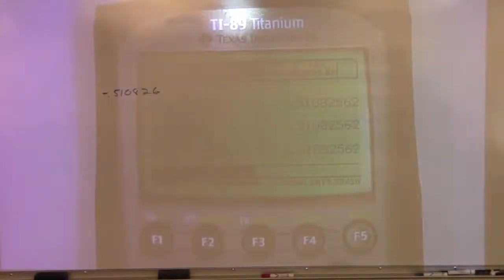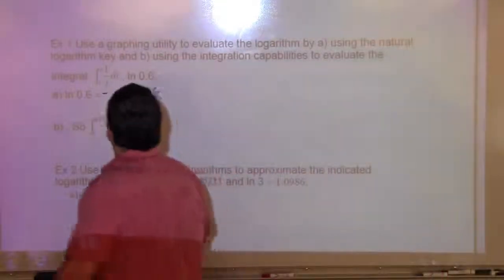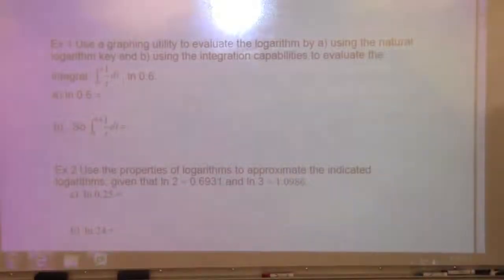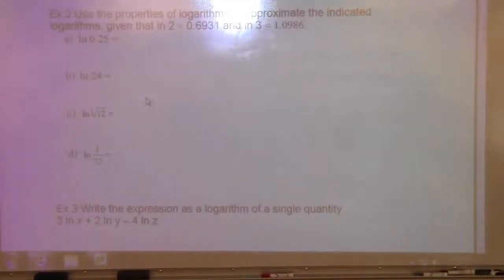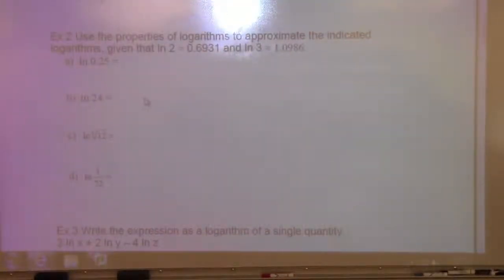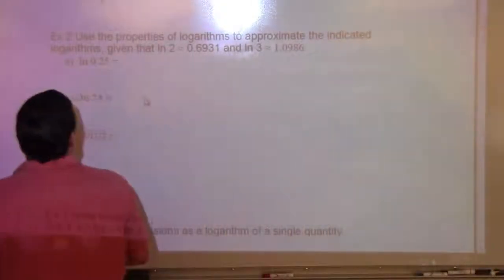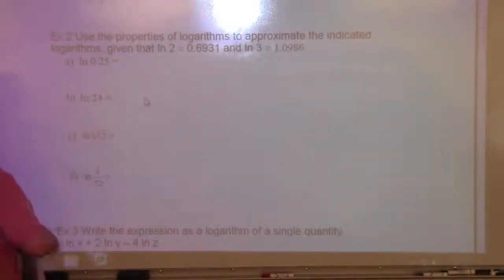Okay, back to the computer. Example 2 says, use the properties of logarithms to approximate the indicated logarithms, given that natural log of 2 is 0.6931 and natural log of 3 is 1.0986. So natural log of 0.25.